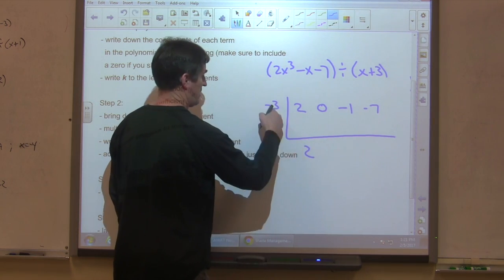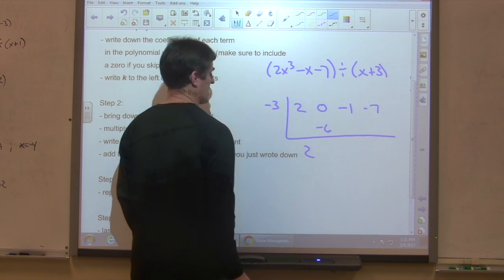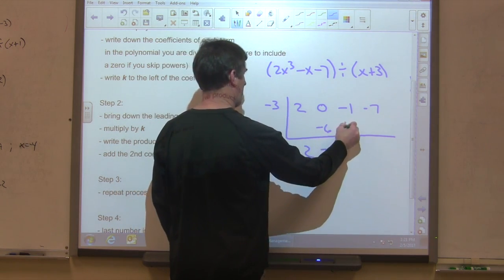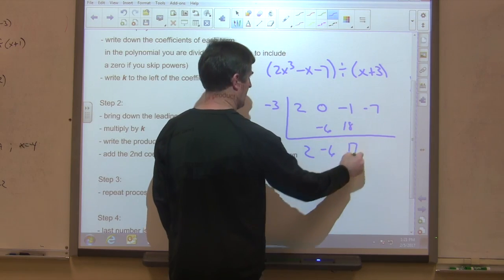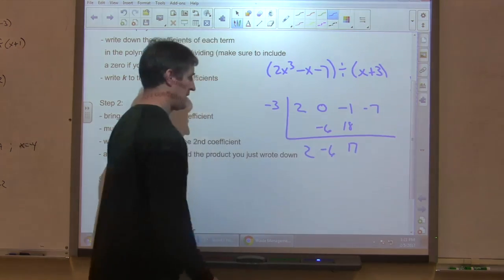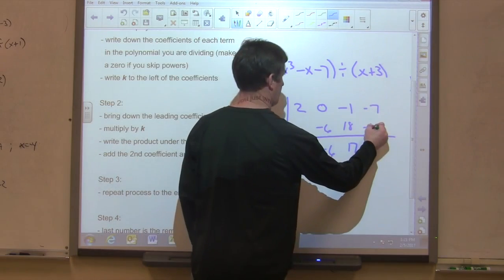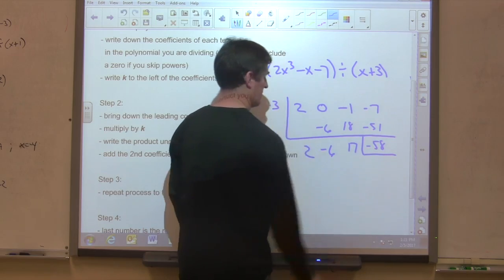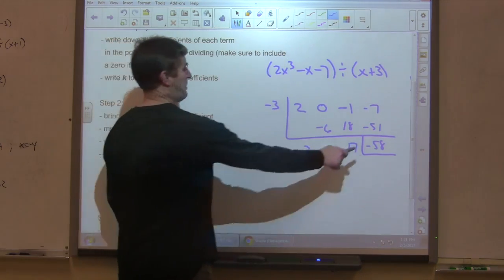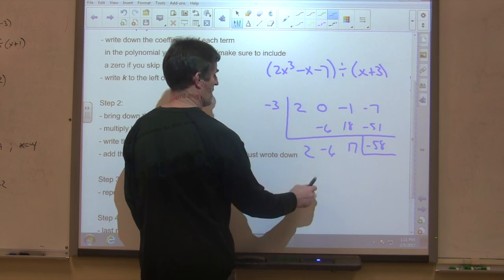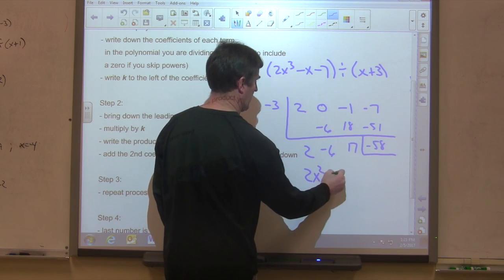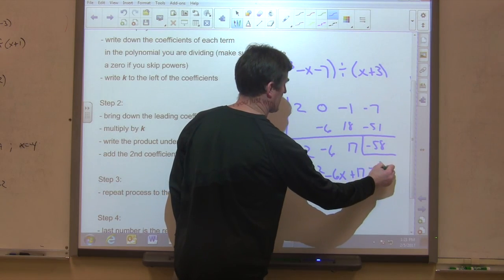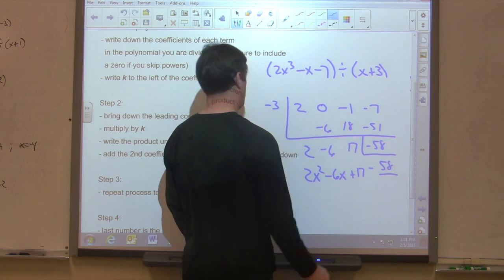Bring down the 2. Negative 3 times 2 is negative 6. Add. Negative 3 times negative 6 is a positive 18. Add. Negative 3 times 17 is a negative 51. And so we get negative 58. That is our remainder. Constant, first power, second power. So 2x squared minus 6x plus 17 minus 58 over x plus 3.